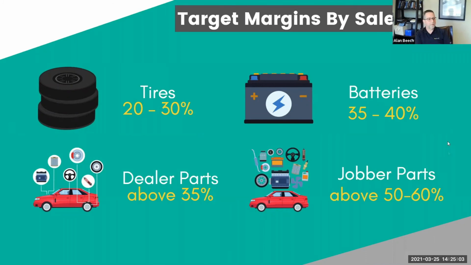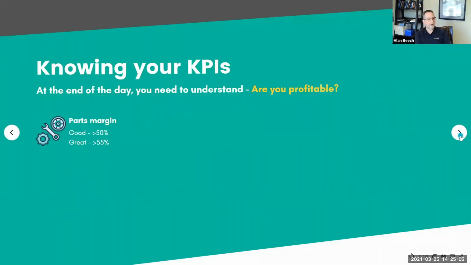Let's go back, if we could, and look at your parts margin. A good margin is above 50%, and a great margin is above 55%. And this should be locked and loaded. Once you fix this, it's a game changer because it'll stay there. And you just have to get pricing discipline and no discounting.